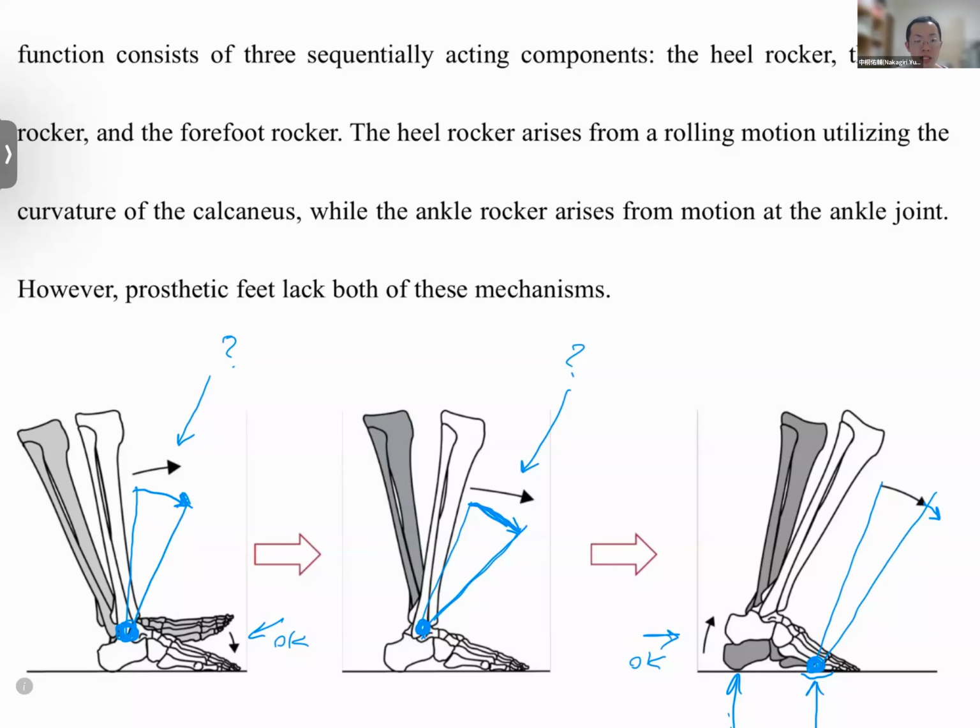However, prosthetic feet lack both of these mechanisms.